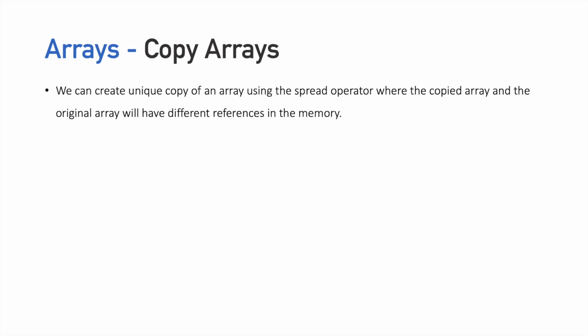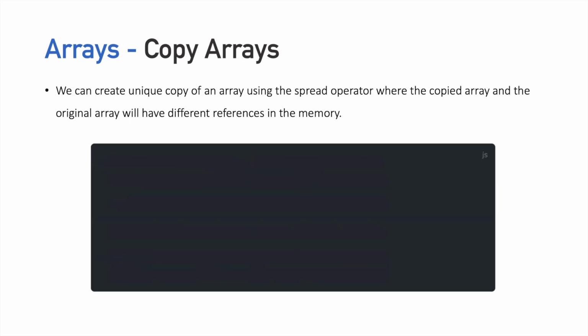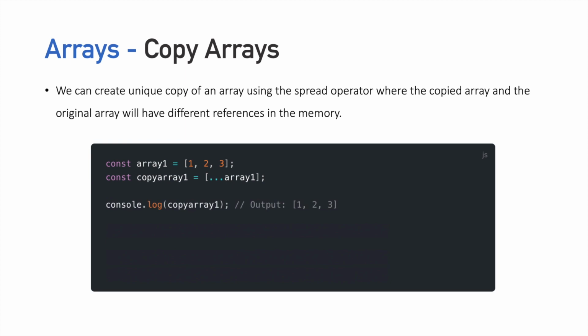We can create a unique copy of an array using the spread operator where the copied array and the original array will have different references in the memory. So let's take an example to understand how we can achieve this. Suppose we have an array1 with elements 1, 2 and 3. Next we create a copyArray1 wherein we expand the elements of array1 using the spread operator to be initialized as the value of copyArray1. Now if we console.log copyArray1, we get the output as 1, 2 and 3, which is identical to the elements of array1.